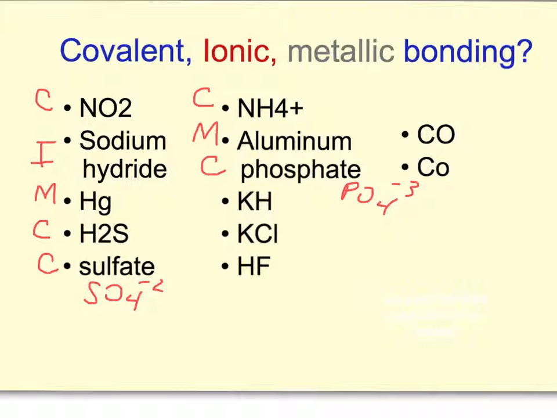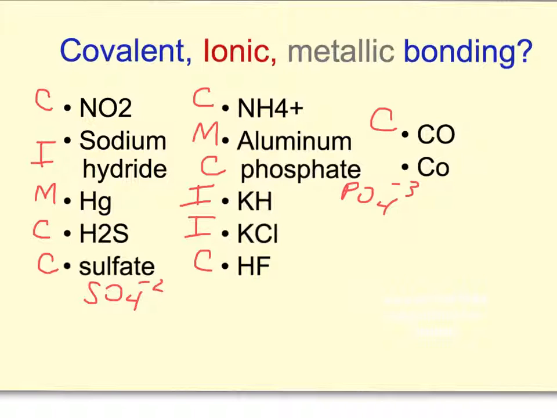KH, potassium hydride. The potassium is a metal. The hydride is a nonmetal, so we have an ionic bond. Potassium chloride. Potassium is a metal. Chlorine is a nonmetal. Ionic. Hydrogen fluoride, both are nonmetals. Covalent. Carbon monoxide, CO, if we look on the periodic table, both of those are nonmetals, that is covalent.